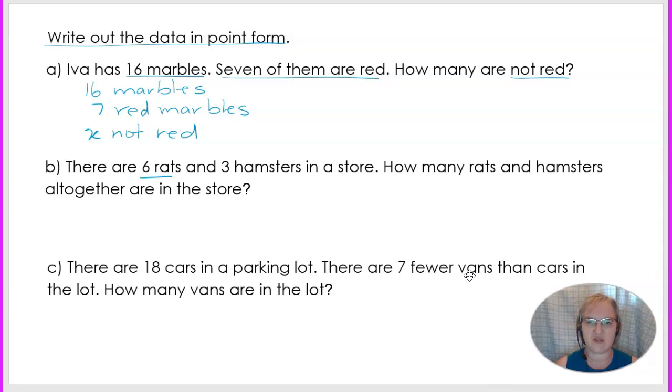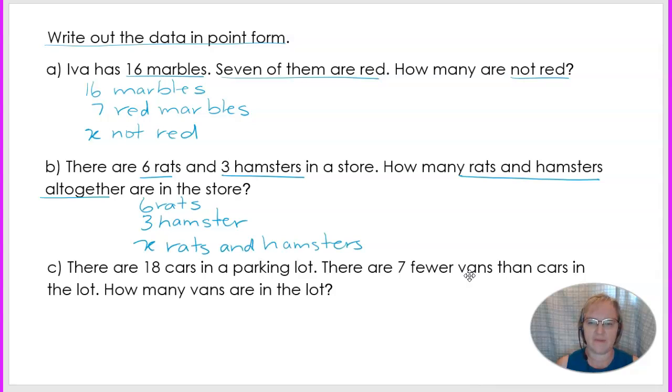In B, there are 6 rats and 3 hamsters in the store. How many rats and hamsters all together are in the store? 6 rats, 3 hamsters, and an unknown or an X amount of rats and hamsters. And in C, there's 18 cars in the parking lot. There's 7 fewer vans than cars in the lot. And how many vans are in the lot? So we know that there's 18 cars. We know that there's 7 fewer vans, but we don't know exactly how many vans. So there's X number of vans in the lot.